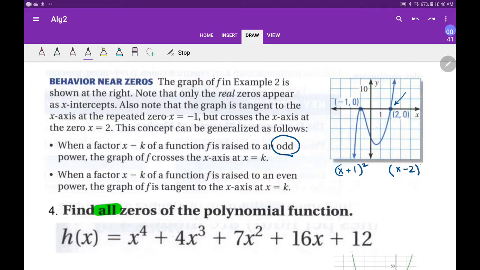If it doesn't cross, if it just comes up and touches right there, then we say it must be an even power, 2, 4, 6, something like that, because it doesn't cross through. It just comes up and touches, or comes down and touches, or whatever it's doing, but it doesn't pass through. That's the nature of an even power.